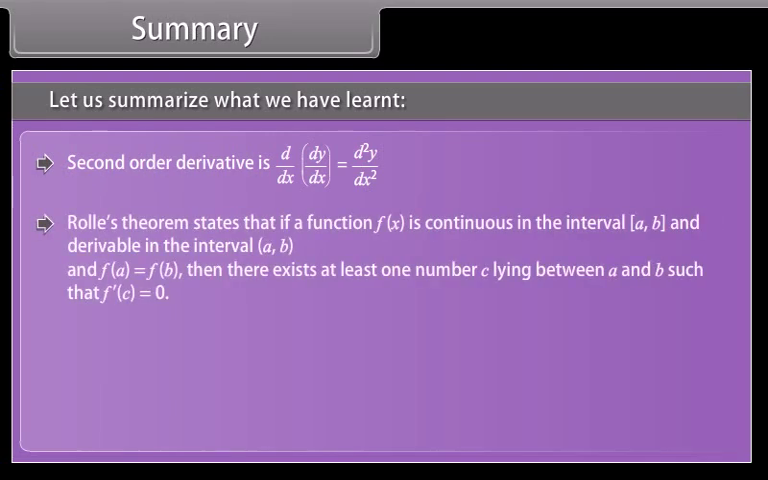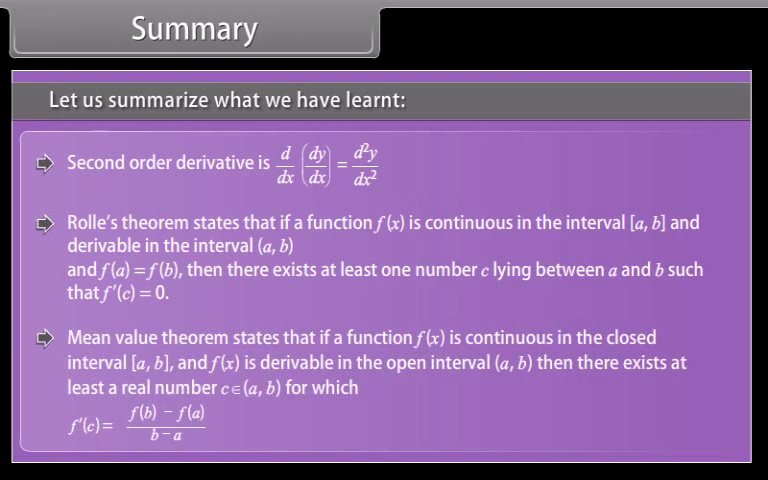Rolle's theorem states that if a function f of x is continuous in the closed interval a comma b and derivable in the open interval a comma b and f of a is equal to f of b, then there exists at least one number c lying between a and b such that f dash of c is equal to 0. Mean value theorem states that if a function f of x is continuous in the closed interval a comma b and f of x is derivable in the open interval a comma b, then there exists at least a real number c belongs to a comma b for which f dash of c is equal to f of b minus f of a divided by b minus a.